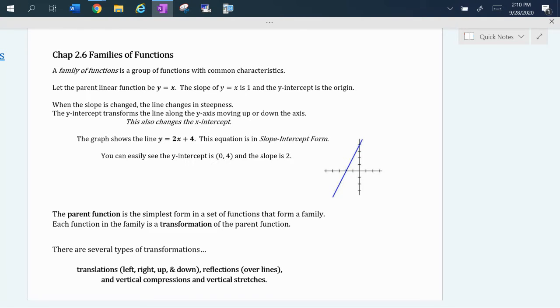So when we change the slope and we change the y-intercept, the steepness of the graph changes, and the graph moves up or down along the axis. This also is going to change the x-intercept. So the line y equals 2x plus 4 is a member of this family of functions, where the graph has been moved up 4 units, and the steepness, we say, is stretched by a factor of 2.